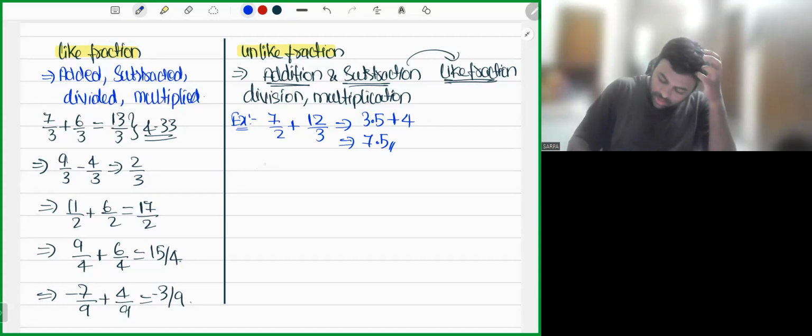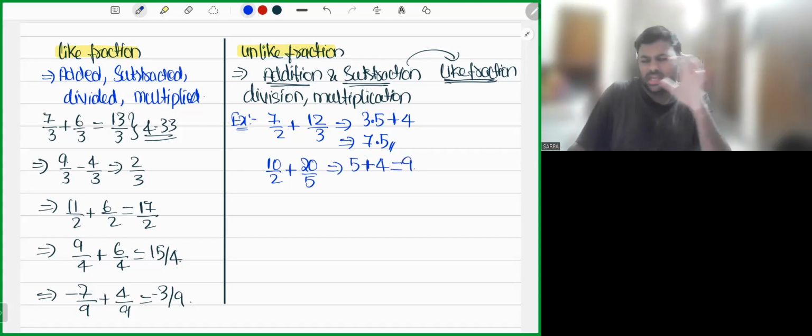One more example, I have 10 by 2 plus 20 by 5. 10 by 2 is 5. 20 by 5 is 4. 5 plus 4 is 9. That is completely fine. Sir, how have you done these divisions? Directly in the calculator, no? In our examination, calculator is permitted, no? 10 divided by 2, 20 divided by 5. I already told you the division rule regarding fractions.